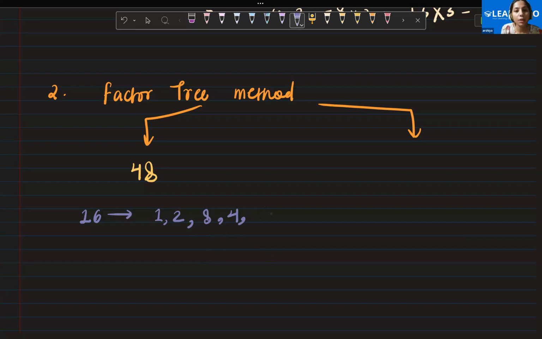16. Yes, 1, 2, 8, 4, 16. Let's work with these first. Now, I don't think there are any more, that's it. So if I want to write a factor pair, how will I write that?